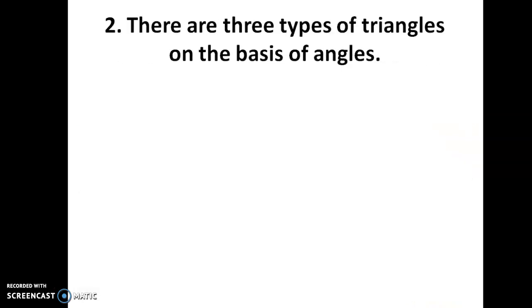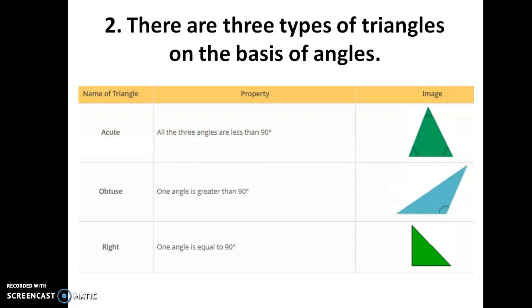Then we can again have three types of triangle on the basis of angles. It is acute if all three angles are less than 90 degrees. Then it is acute. Obtuse triangle: one angle is greater than 90. So if you see here, it is greater than 90.